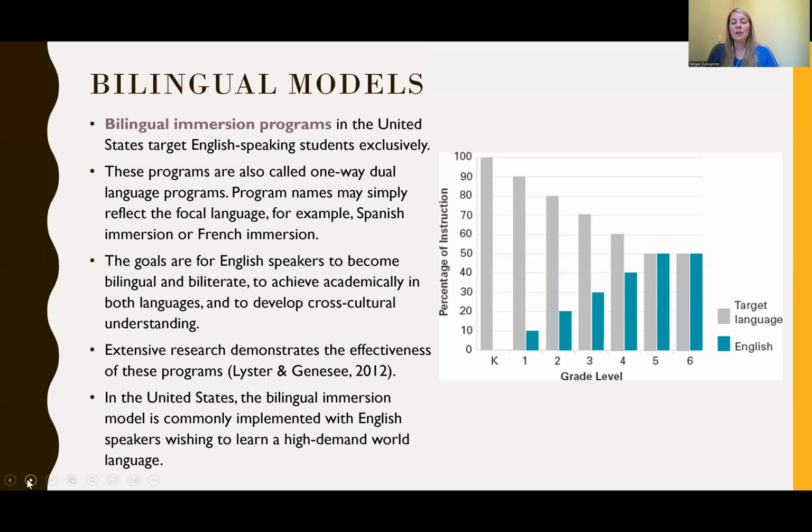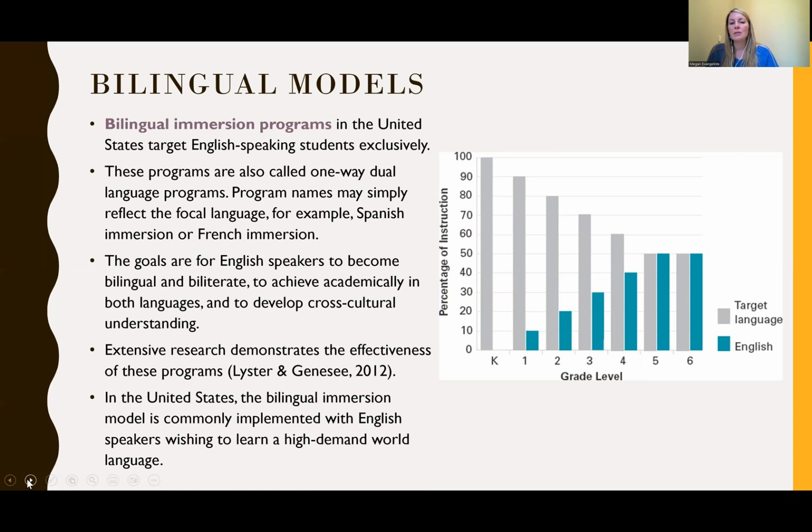So bilingual immersion programs in the United States target English-speaking students exclusively. These programs are called one-way dual language programs. Programs may simply reflect the focus language, such as Spanish immersion or French immersion.